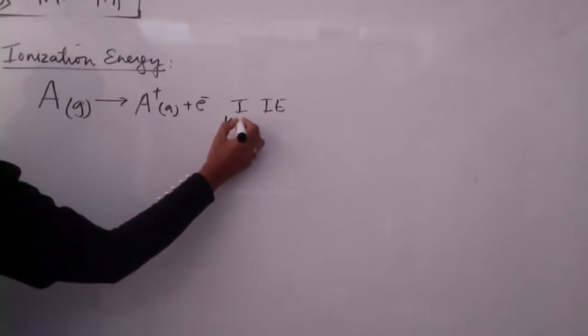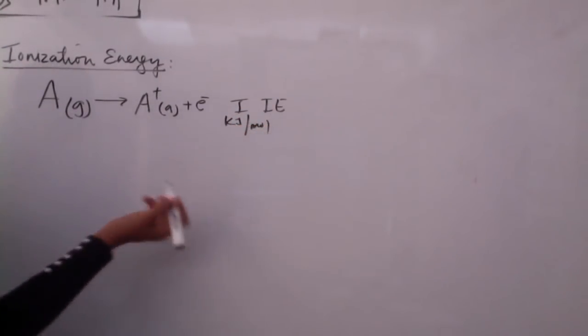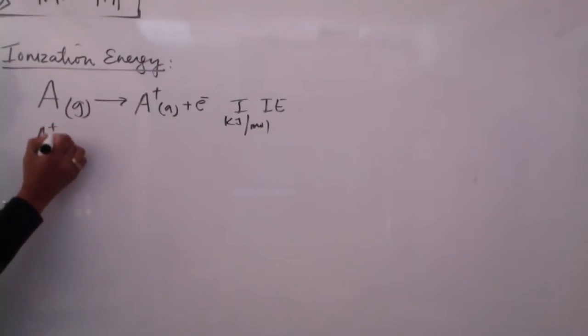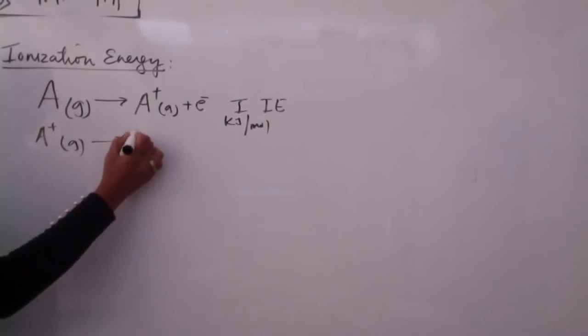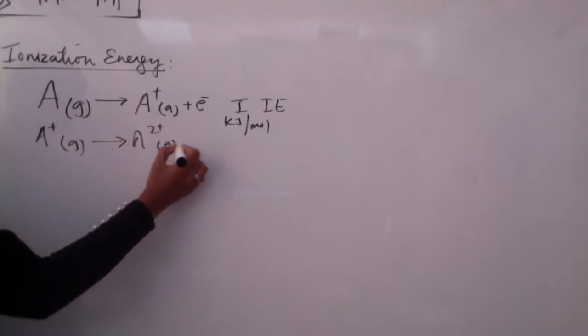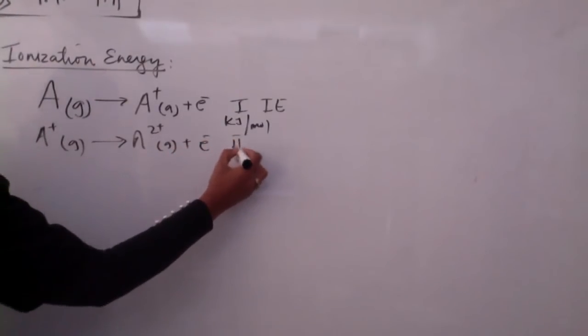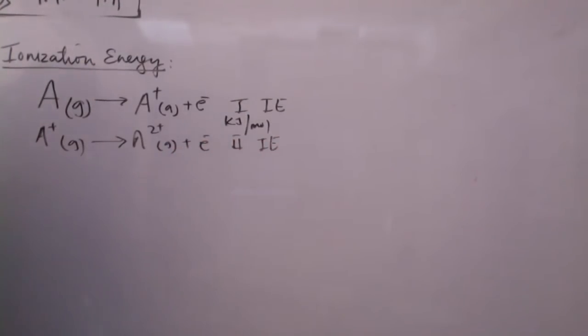It is generally measured in kilojoules per mole or kilojoules. And then if from here in gaseous state, you remove yet another electron, that is called the second ionization energy. And the second ionization energy value is always higher than the first ionization energy.